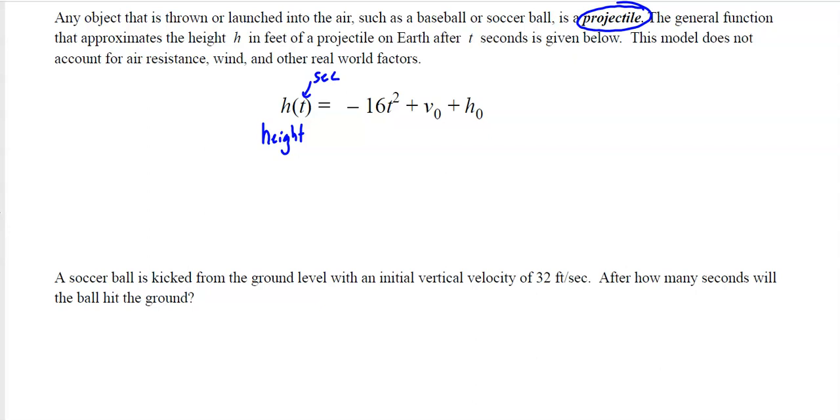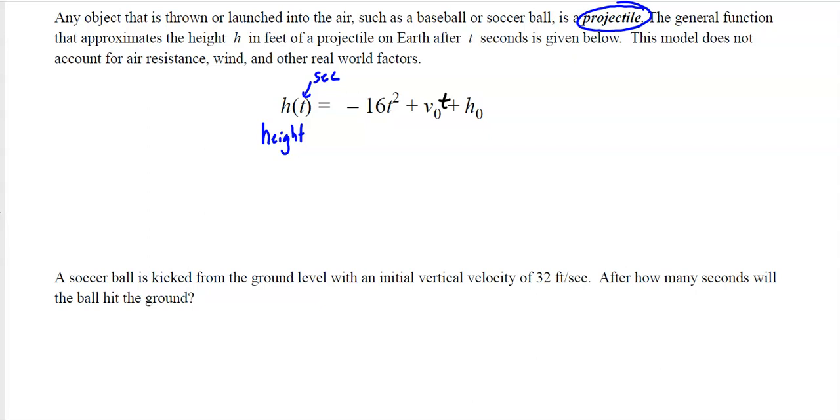The model does not account for air resistance, wind, or other real-world factors. All right? So this is kind of like in a vacuum. And I can already see on my notes I screwed up. Add a t right here. There's supposed to be a t after that v sub 0, or v naught, they call it.